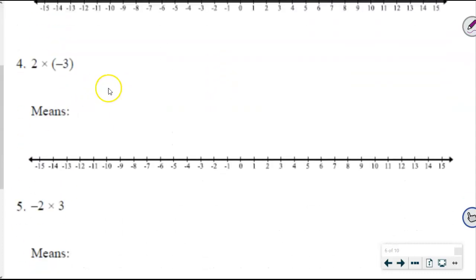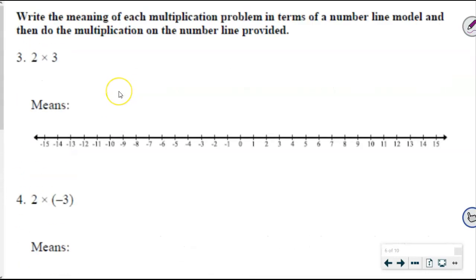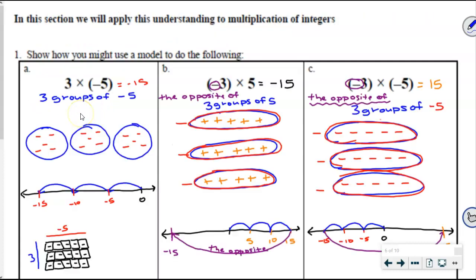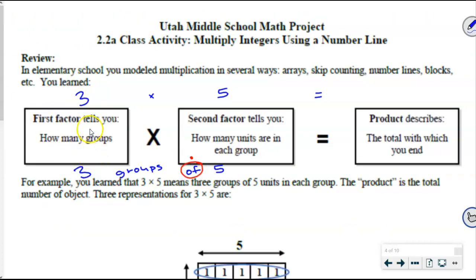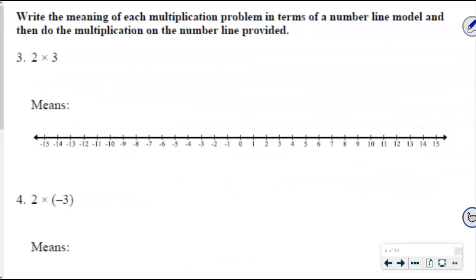You're going to notice that 3, 4, 5, and 6 all sure are really similar, aren't they? Kind of similar in the ways that our first problems were on the first page. So what does 2 times 3 mean? Just like this model over here, the first factor tells us how many groups, and the second factor tells us how many is in each group. So I'm going to write 2 times 3. What it really means is 2 groups of 3.